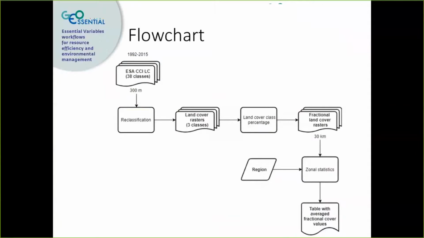So the workflow is using, as I said, the data sets from the ESA CCI land cover products. Then we reclassify them and we obtain the rasters with only 3 classes. Then we estimate the fractional land cover rasters, considering different spatial resolutions that can be defined by the user. In particular, we produce this raster at a spatial resolution of 3 kilometers or 30 kilometers, and then we compute the zonal statistics, and finally we obtain a product which is a data frame, a CSV file where you can see the mean values for a specific region for all the years considered.